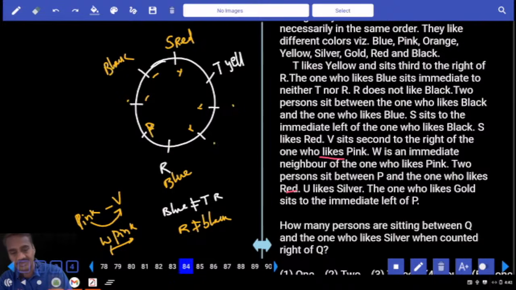Now P can be either here or here. There are 2 possibilities. And any information related to P? 2 persons between.